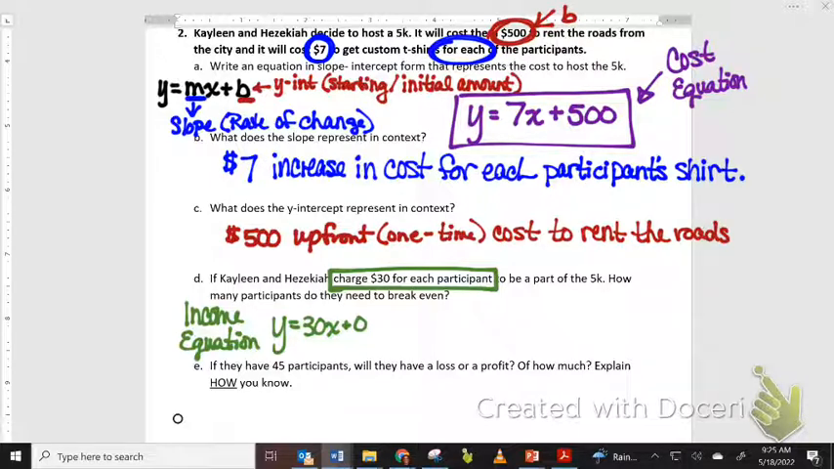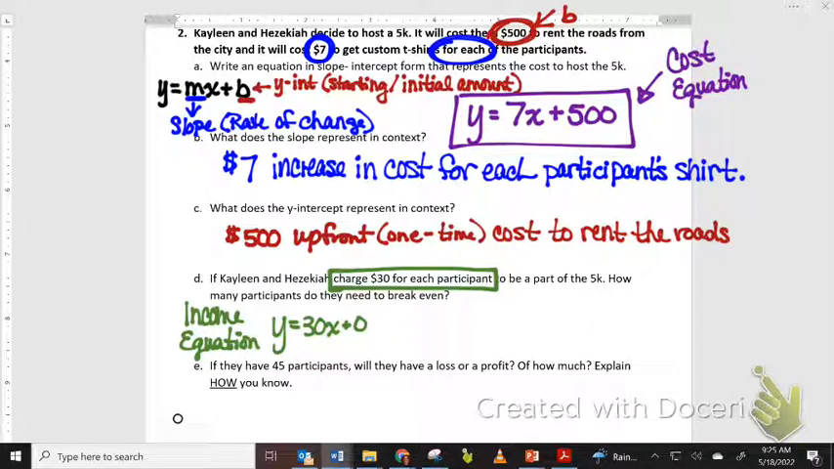They can't get any more. They don't have a starting amount, right? It's not like they already have money that came in as income. Nobody gave them a donation. They're going to get $30 for each participant that's coming in. So you can put the plus 0 on there, or you can leave it off. It's up to you. The reason you have a choice is because plus 0 isn't going to change my value at all. I want to know where these break even.